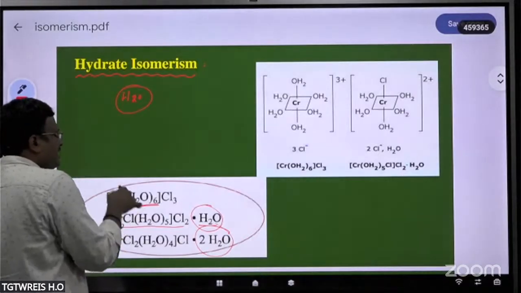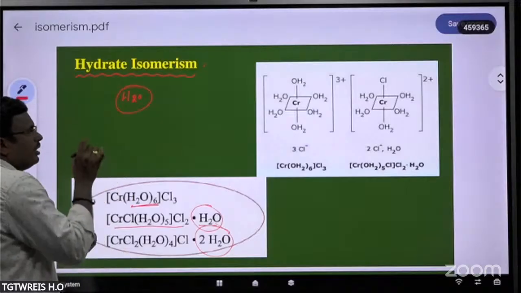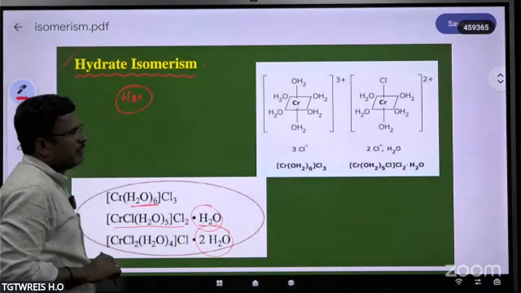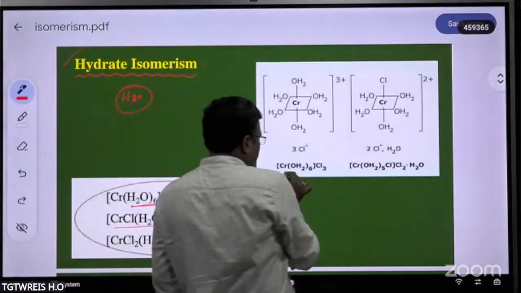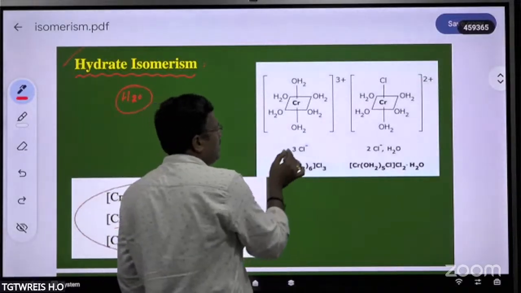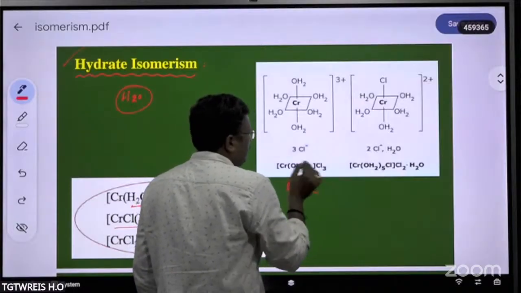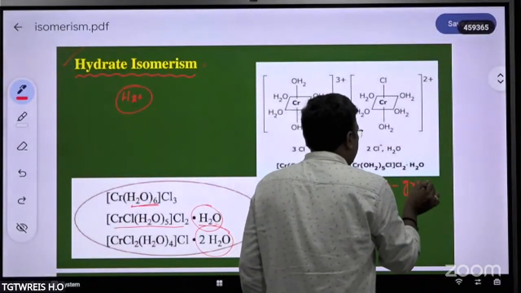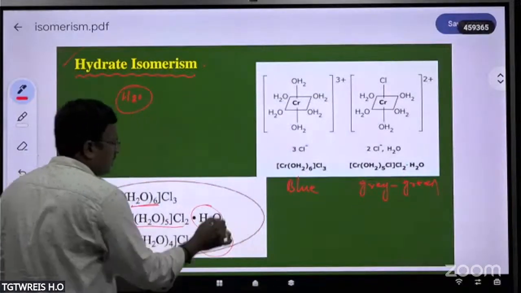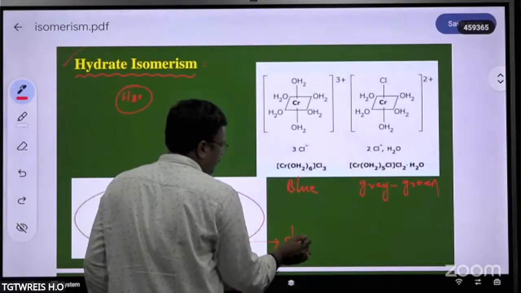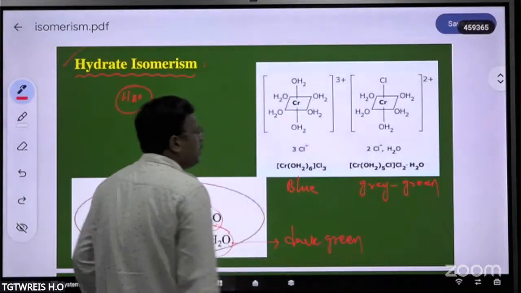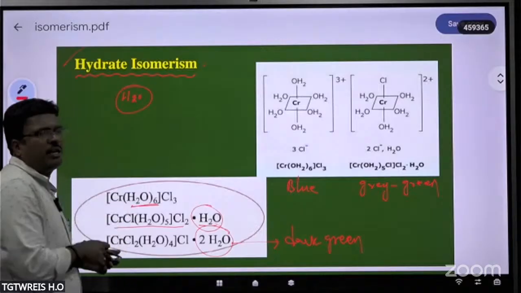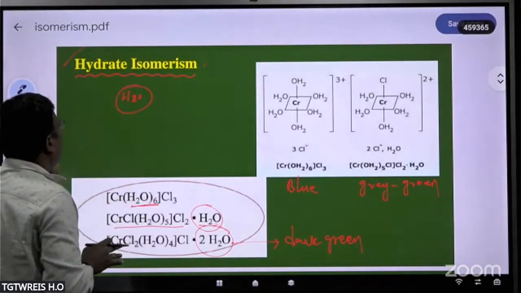So when these ligands are arranged around the central metal ion, that type of isomers are called structural isomers. When the water molecules are exchanged, that is called hydrate isomerism. One compound is completely blue in color, another is gray green, and when the water molecules are removed it forms a dark green color. Why does the color change? That is due to the coordination of water molecules around the central metal ion. That type of isomerism is called hydrate isomerism.